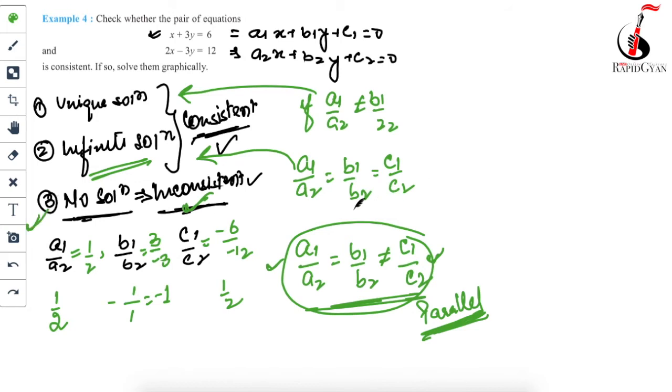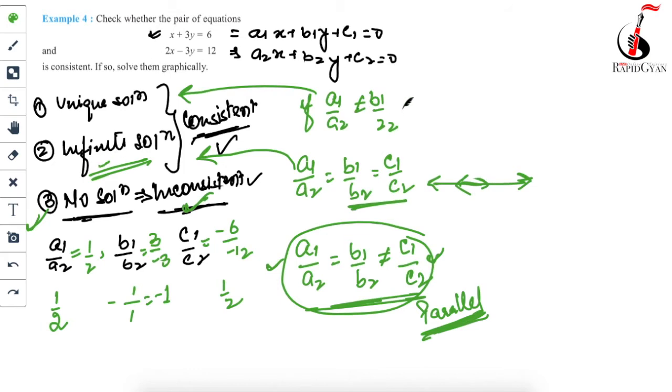In this case both the lines will coincide with each other, meaning like this: one line is this, and another line will be on top of it. So both the lines will coincide with each other. So in this case, the pair of linear equations will have an infinite number of solutions.